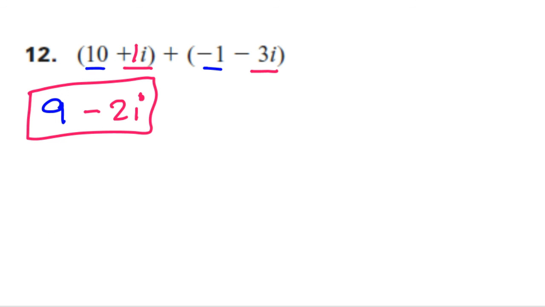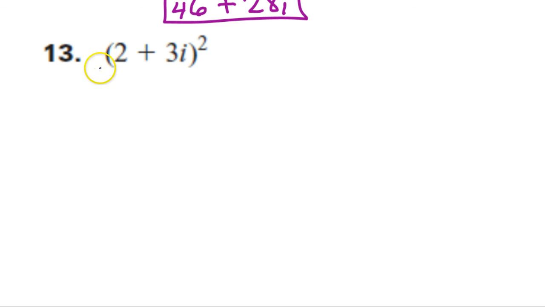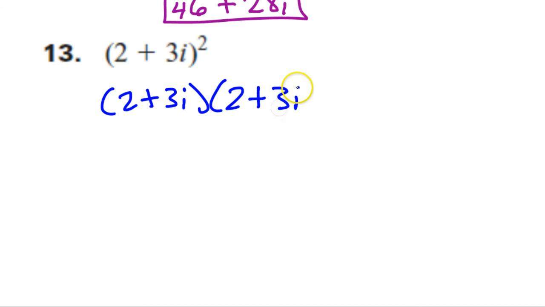Simple enough. Hopefully we have learned that when you square a binomial, you will not just square the two parts separately. Instead, 2 plus 3i squared means 2 plus 3i times 2 plus 3i. And again, we're going to double distribute. So we're going to take this 2 and distribute that. 2 times 2 is 4. 2 times 3i is 6i.